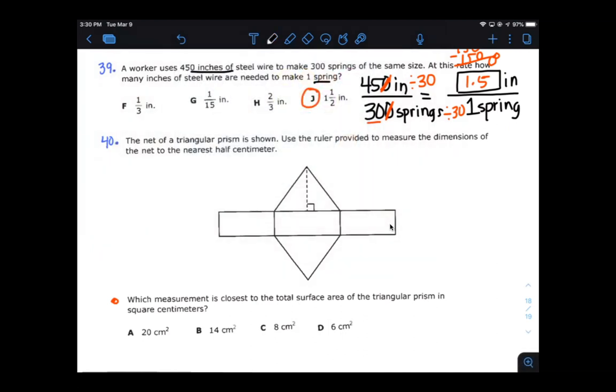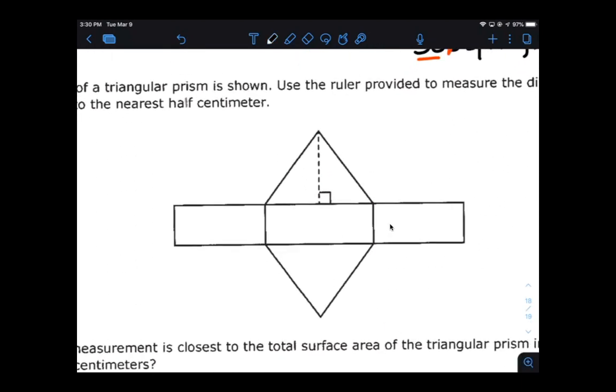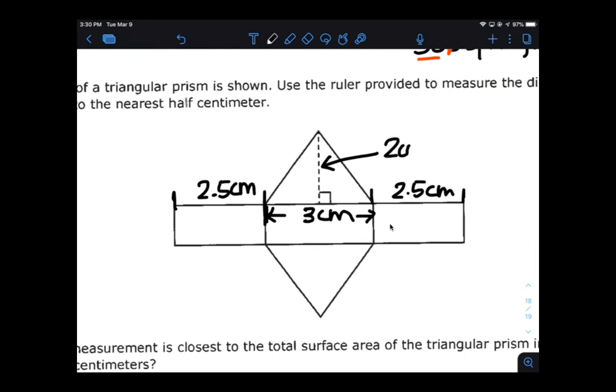So I'm going to give you the dimensions, which I got from the answer key. The distance from here to here is 2.5 centimeters, and from here to here also 2.5 centimeters. The distance from here to here is 3 centimeters. The height for this triangle is 2 centimeters. And the distance from here to here for these triangles is 1 centimeter.